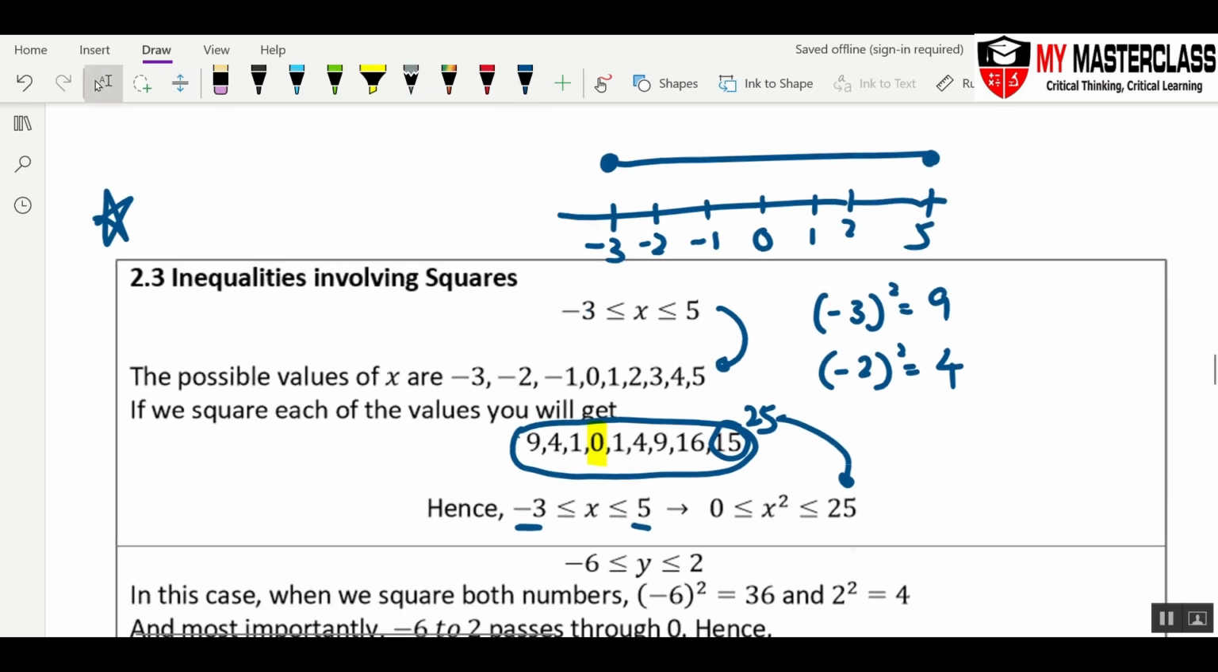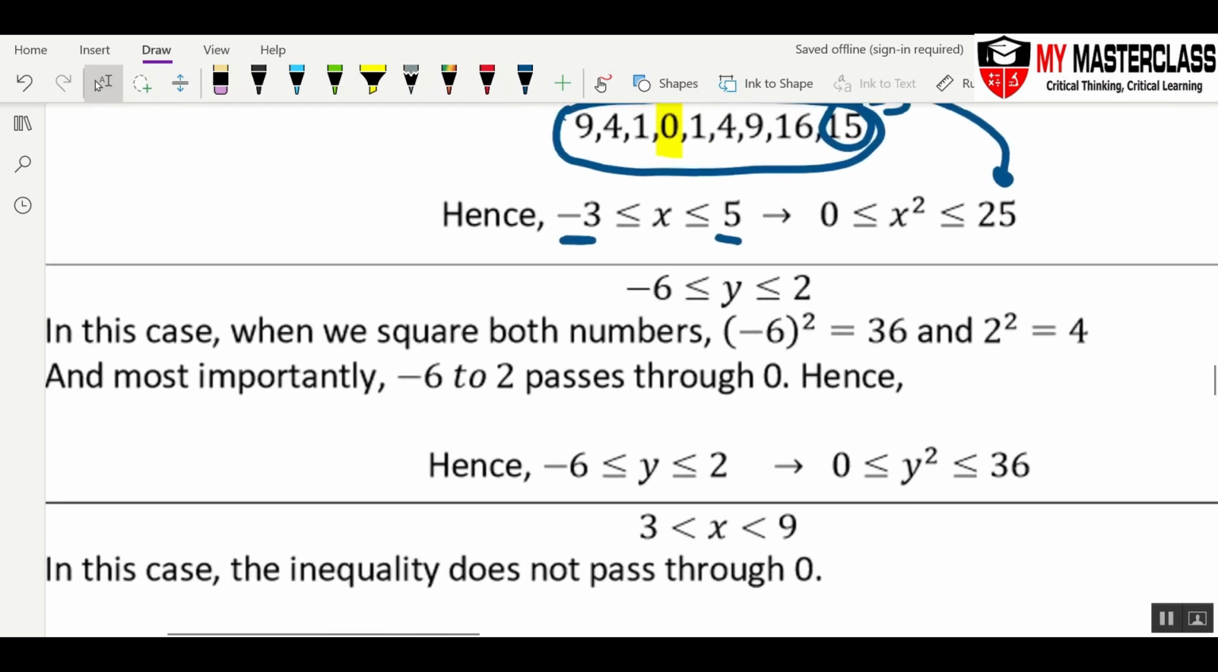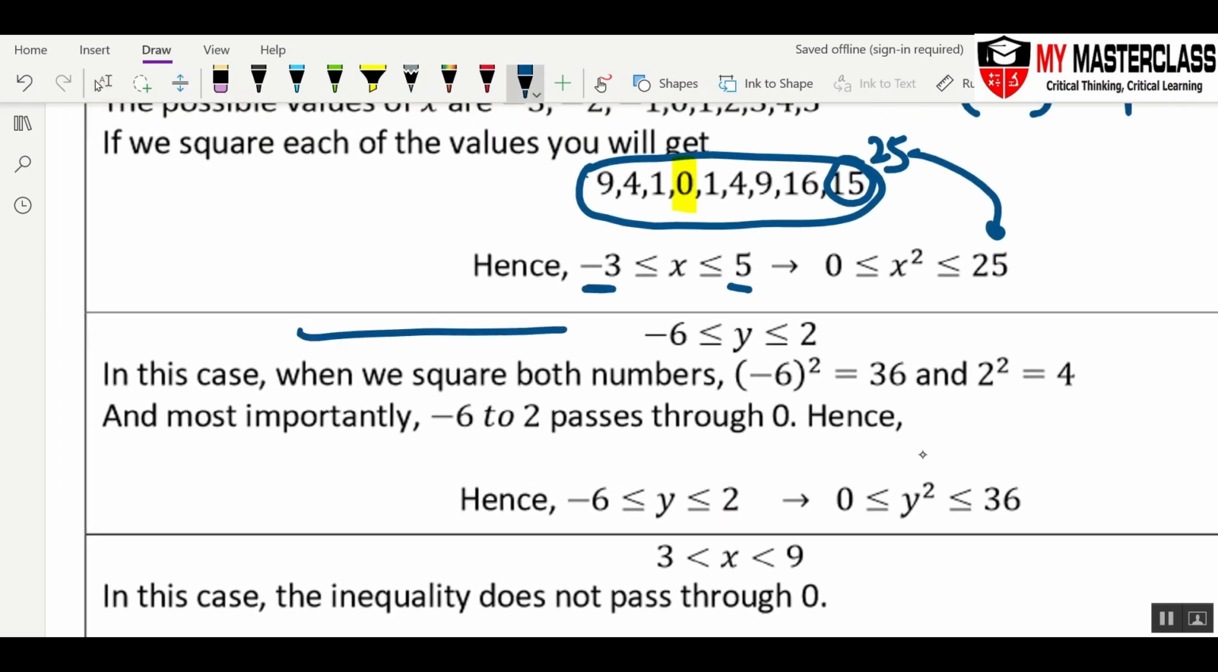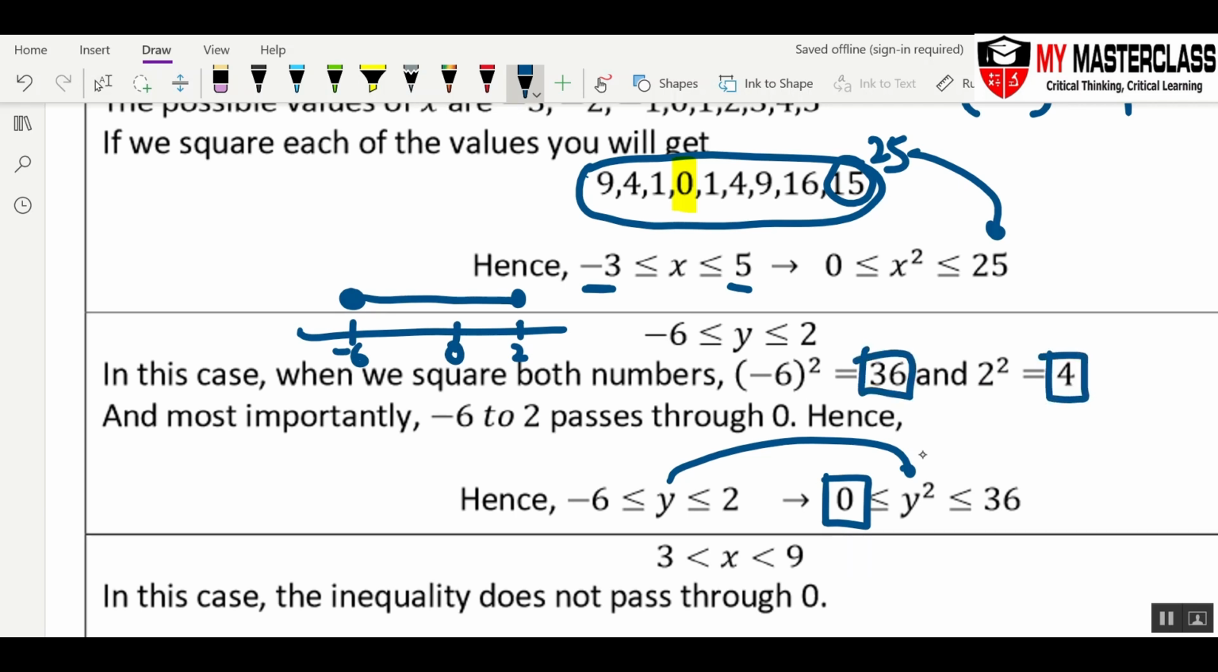Again, you see the second scenario. I drew from -6 to 2, so y is in between -6 and 2. Every value squared will become positive except for 0. So as long as you pass through 0, the minimum value of y squared is going to be 0. Be careful of the maximum value. -6 squared is 36. 2 squared is 4. Which one is bigger? 36 is bigger. So that's why the maximum value of y squared is equal to 36.